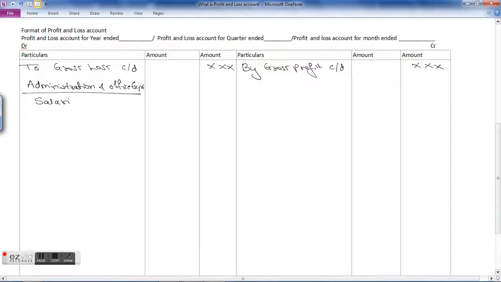Then there may be salaries of the accounts department and HR department. All those salaries will be included here. So this will include salaries of the general office department. For example, you have the accounts or finance department, then the HR department, and then there may be salaries of some executive officers.